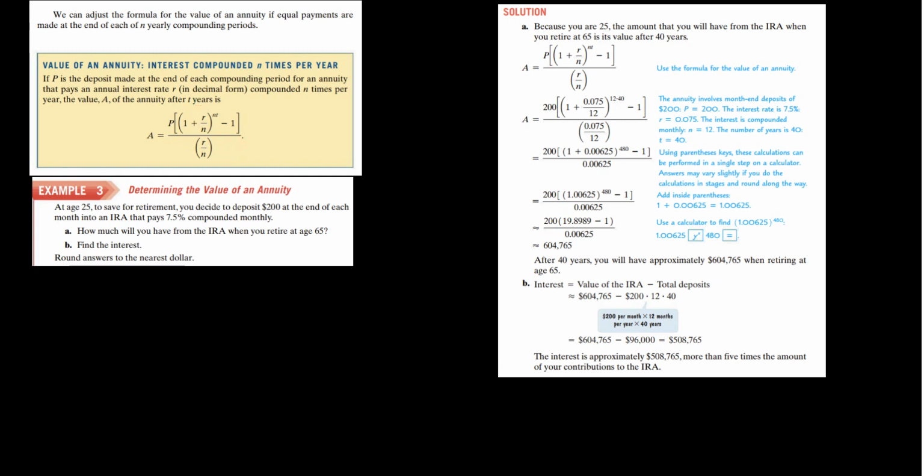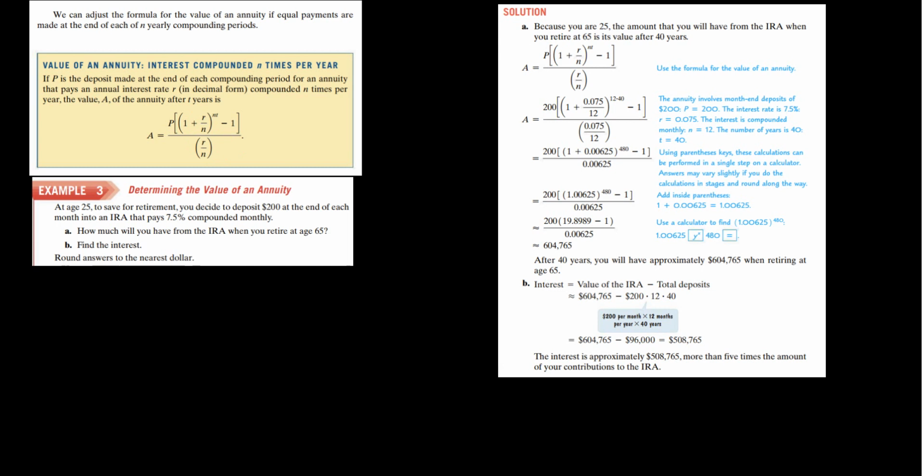So where am I at? If P is the deposit made at the end of each year, compounding at the end of each compounding period for an annuity that pays an annual interest rate R in decimal form, of course, compounded n times per year, the value A of the annuity after T years, okay, so T again is years, is this nice, clean, Humpty Dumpty formula. Okay. Well, let's go ahead and start this problem.